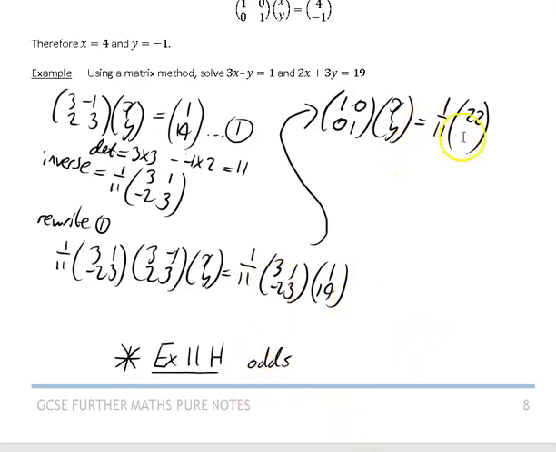And next one is my second row, first column. So second row times first column. Minus 2 times 1 is minus 2. 3 times 19 is going to be 57. And then minus 2 plus 57, that's going to be 55. So that's just a 55, and luckily, this works out very nicely. So you have got xy is equal to, everything here is divisible by 11, so that's just going to be 2 and 5. Final answer, therefore, your x is equal to 2 and your y is equal to 5.